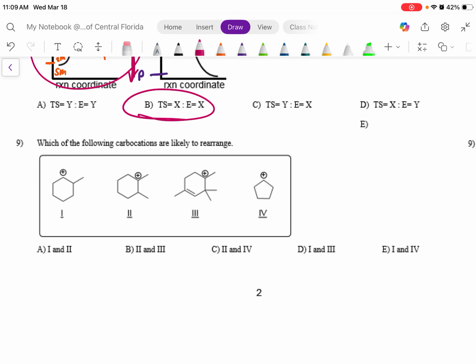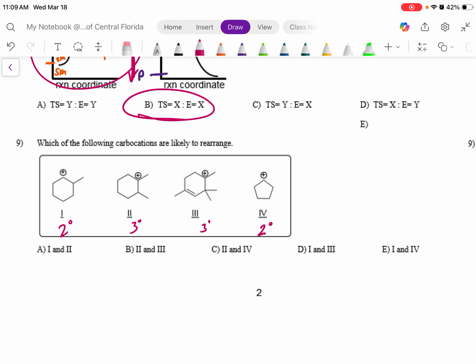How would we solve this problem? This is a problem that's looking at the relative stabilities of carbocations. So if we rank these, the first one is secondary, that one's tertiary, and this one is secondary. So if we take a look at molecule 1, we see it's secondary.